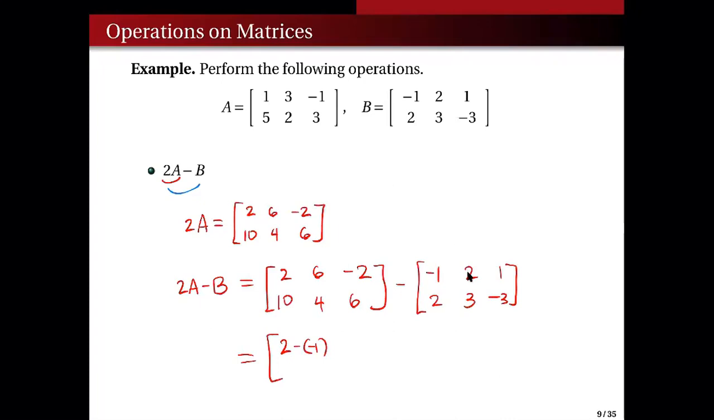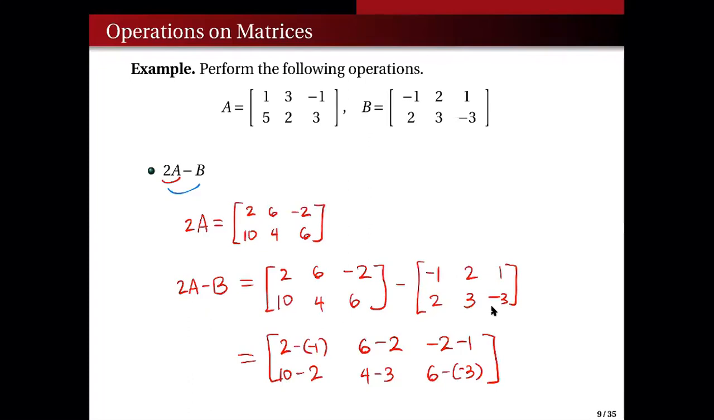6 minus 2. Negative 2 minus 1. Here we have 10 minus 2. And then we have 4 minus 3 here. Then lastly, you have 6 minus negative 3. Okay?